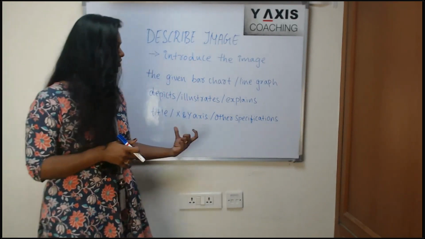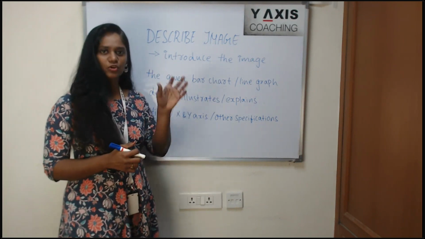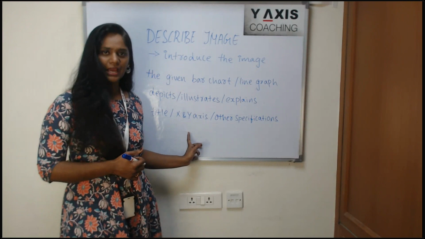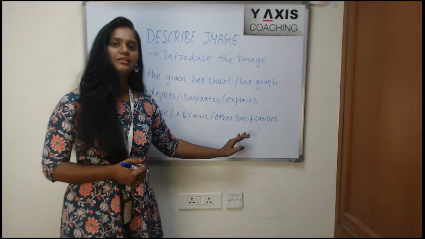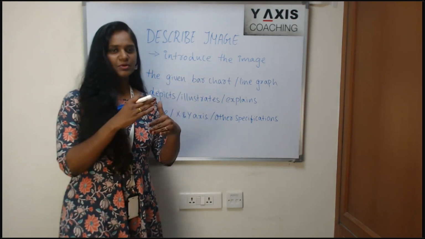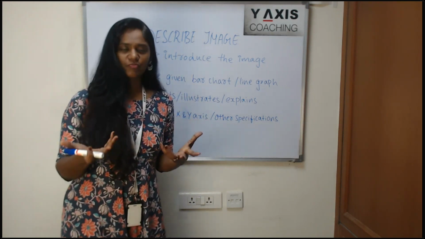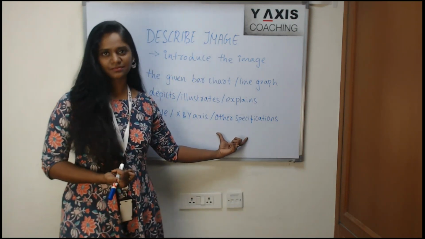And then you should include the details like the title. So for any image that is given, you will be given a short title. You will include that title, and if there are X and Y axes, you will have to include what are all there and the other specifications. So if you have some different bars and lines, each bar would represent countries or types of people. So whatever it may be, you will have to include those specifications.